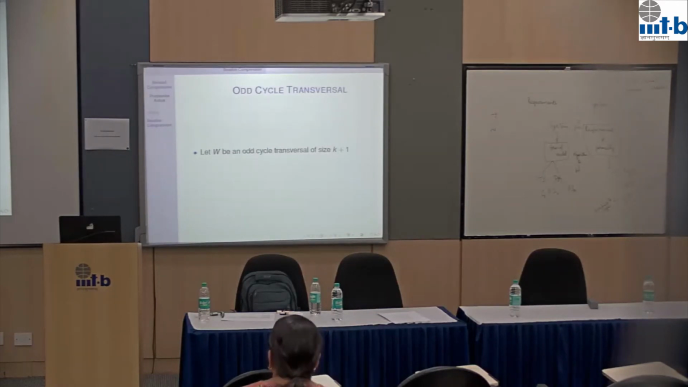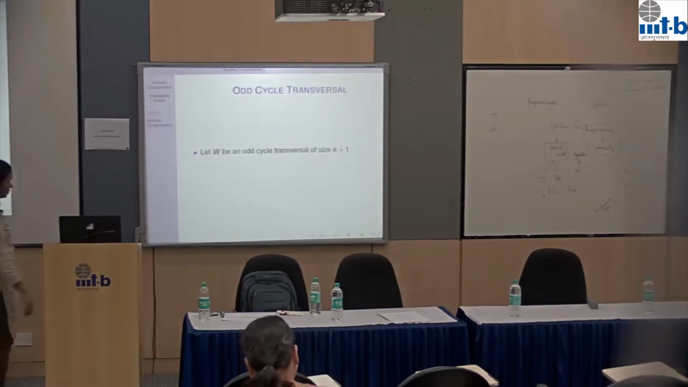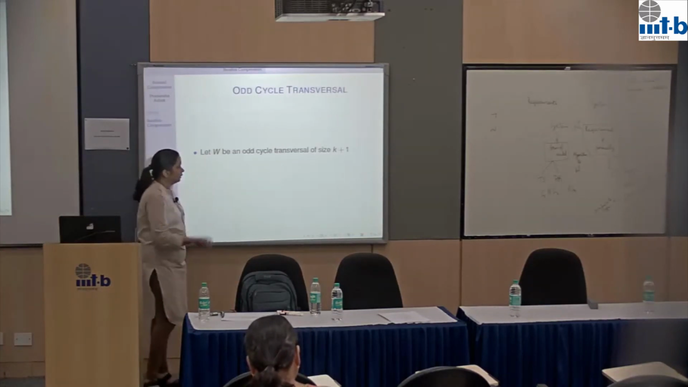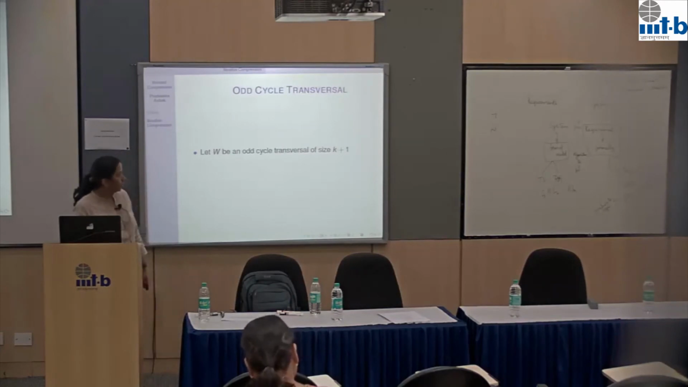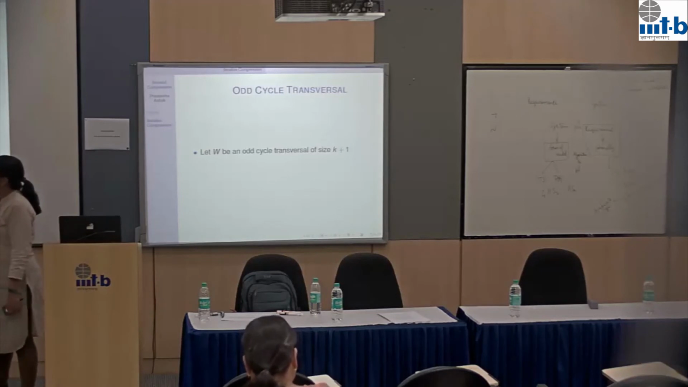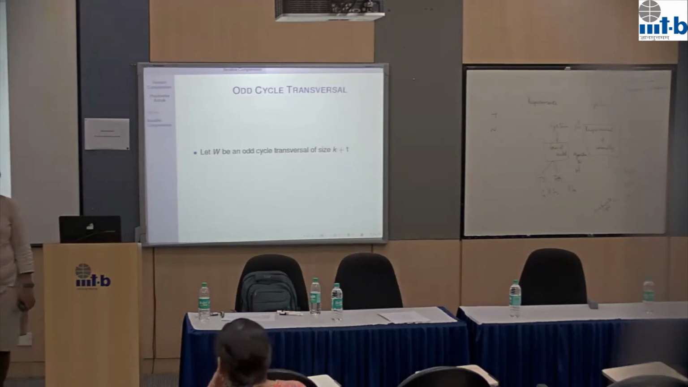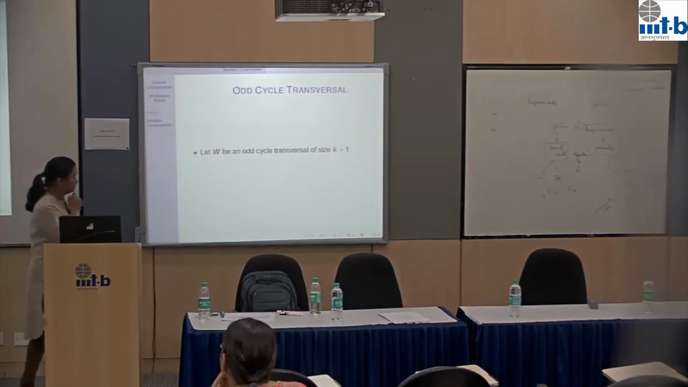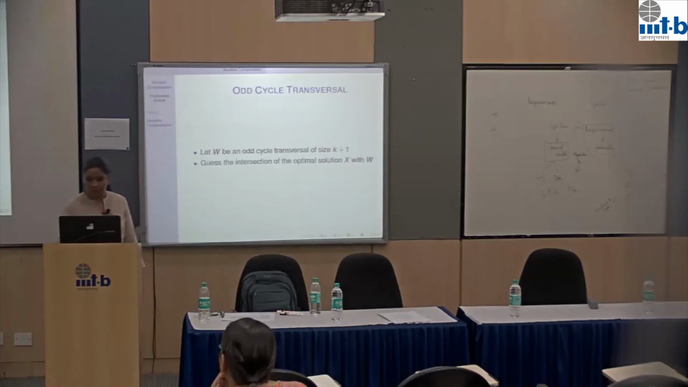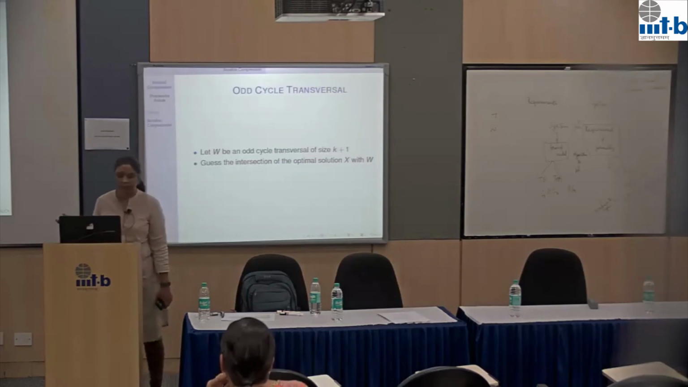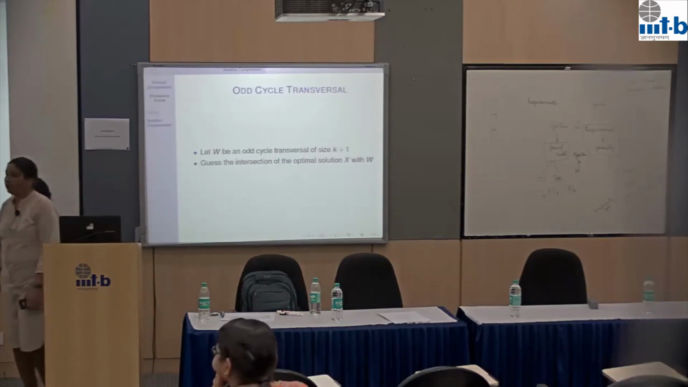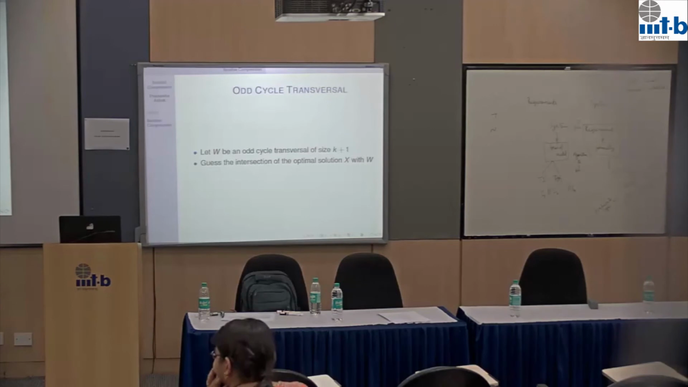Okay, right. So let's assume we are working with an instance of size n, and we got an OCT of size k plus 1 for it. Now we want to compress it to size k. So as always, what's the first step? You have a solution, let's call it W. Then guess the intersection of the optimal solution with W.